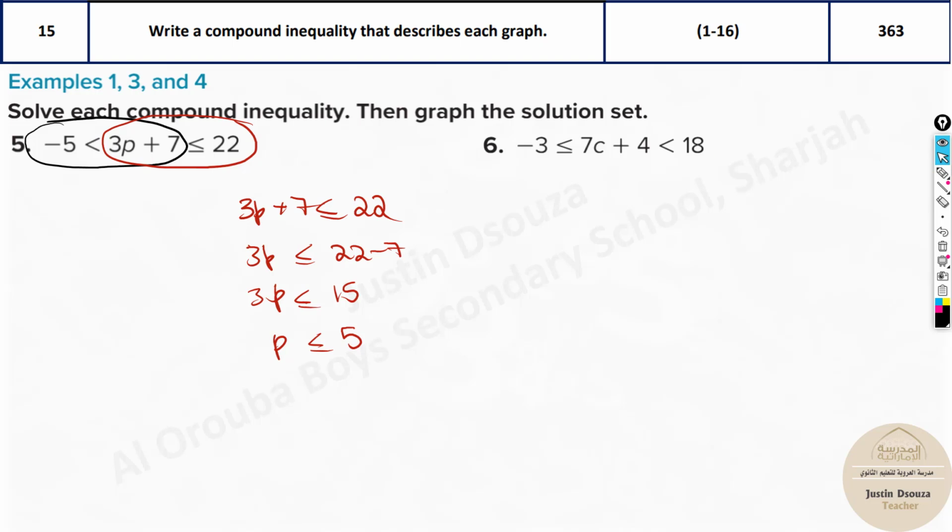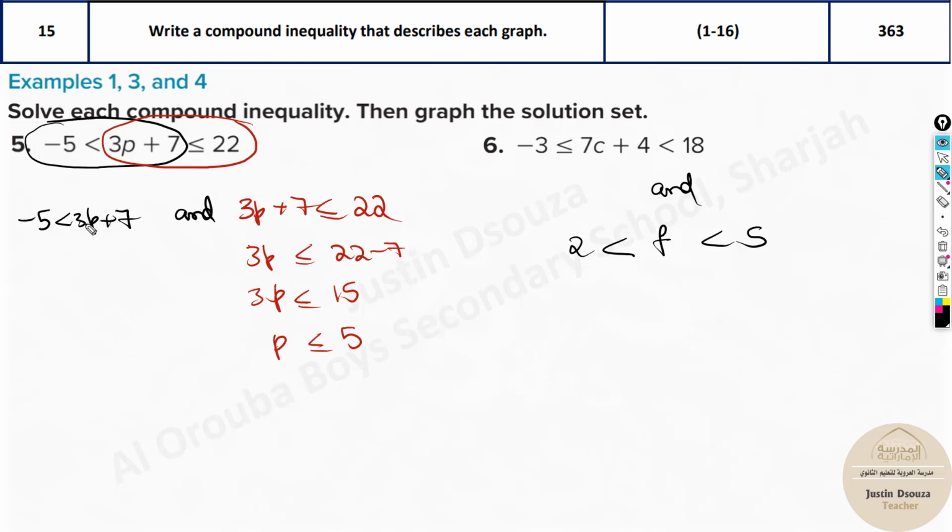Now we will do the other part. The other part is minus 5 less than 3p plus 7. Here you always write AND. Whenever you have a compound inequality like this, it's not OR. Both are solutions, right? So you need to solve them. Because, see, I told you, this is always an AND statement. Now we have a similar statement but a different inequality. This is an AND statement. Now we have to solve this part.